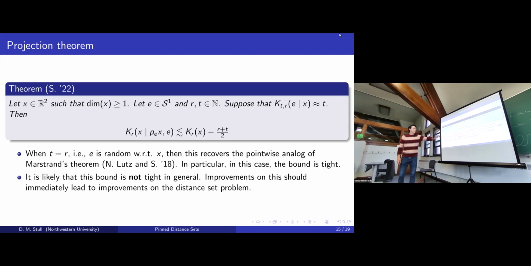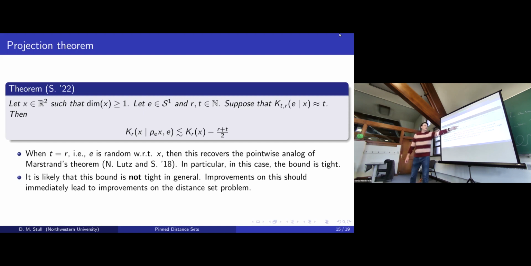Just a couple of comments on this. This really is a generalization of the pointwise analog of Marstrand's theorem. When T is equal to R, this becomes the complexity of X at precision R minus R. So we recover the Marstrand projection theorem when we assume that E is random with respect to X. And in this case, the bound is tight.